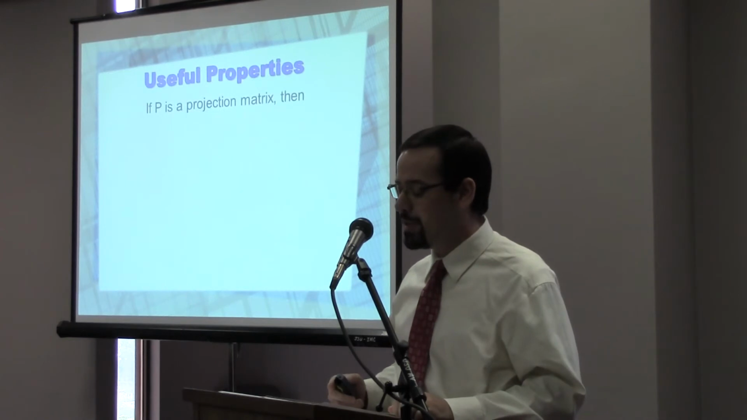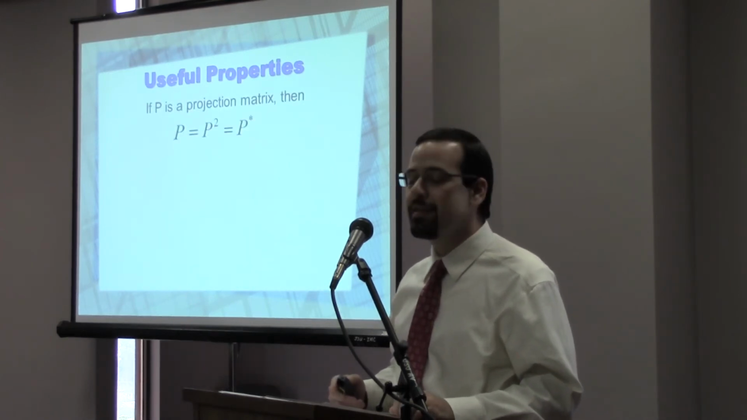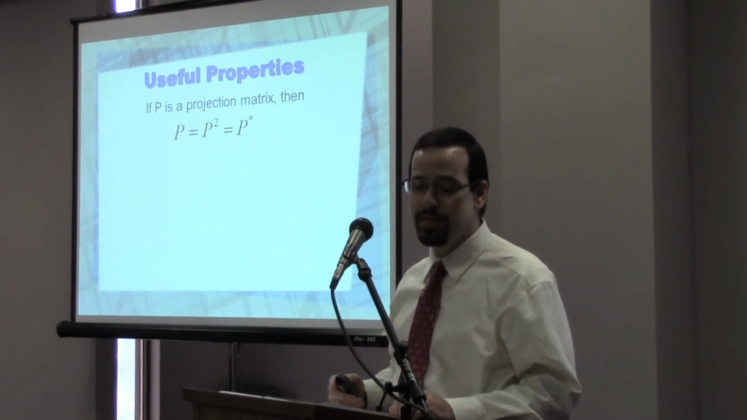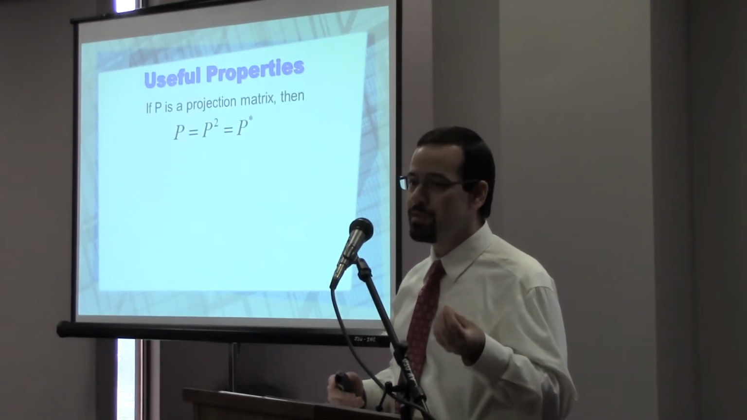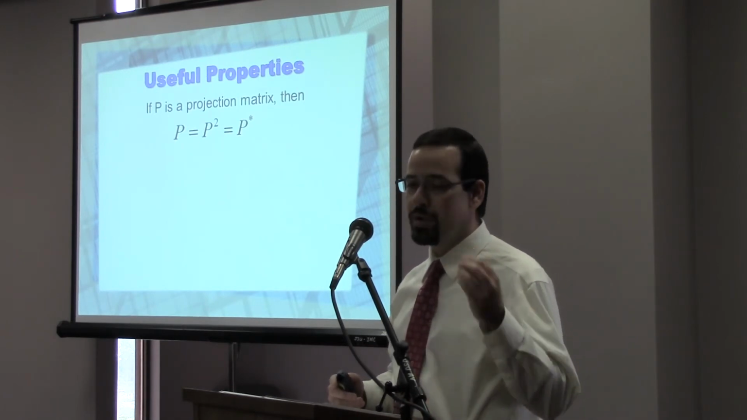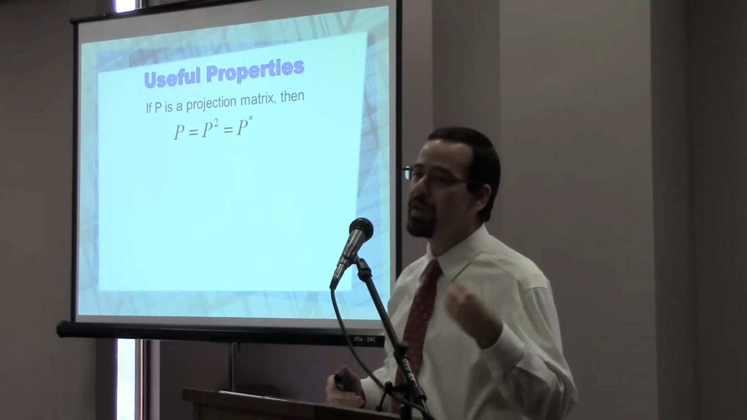If P is a projection matrix, then P equals P squared. That means if we apply the projection matrix to a point that's already in the subspace, we get that same point back. So this is useful. We don't have to worry about applying it over and over and over. We get the same answer.